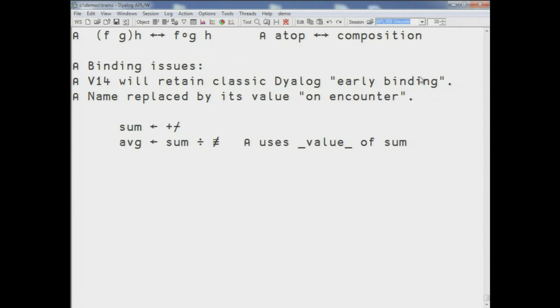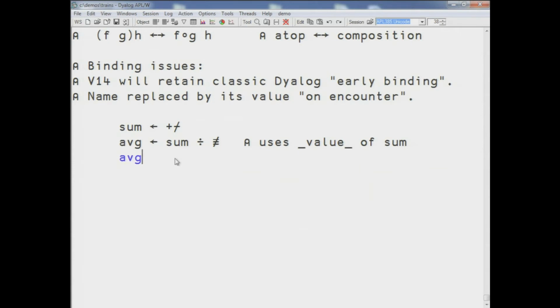This was an experiment which we... let me show you this. What we've actually wound up with. The first line here is just naming a derived function. This is a summation, and then I'm using that summation to define a train for the average item of a vector. And one of the experiments we did was to say, what happens in Dyalog is that when the interpreter is evaluating this, it looks at the value of sum and it replaces it with whatever the current referent of this name is, plus slash.